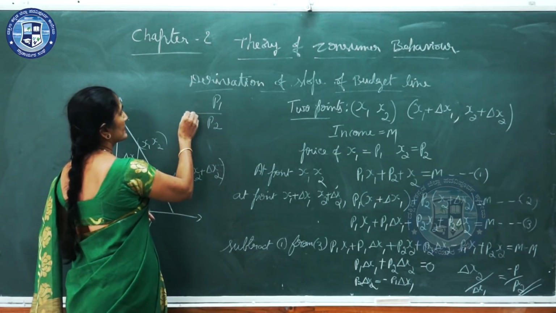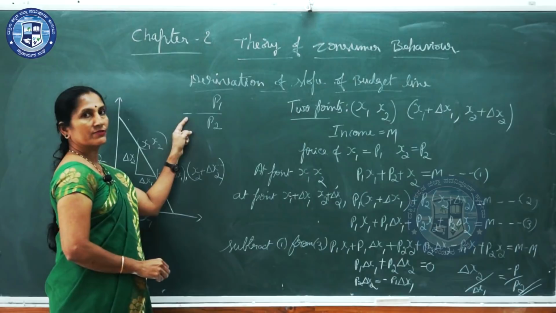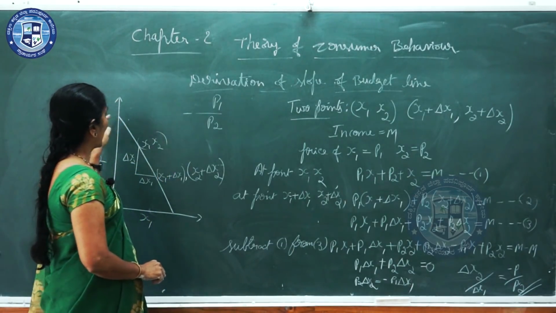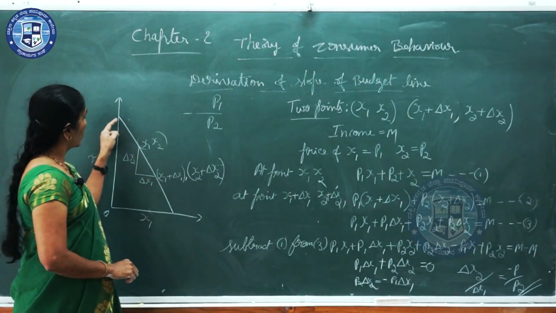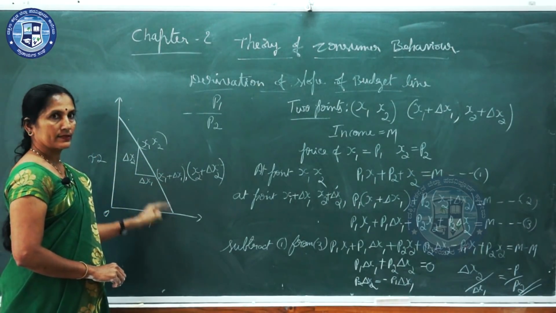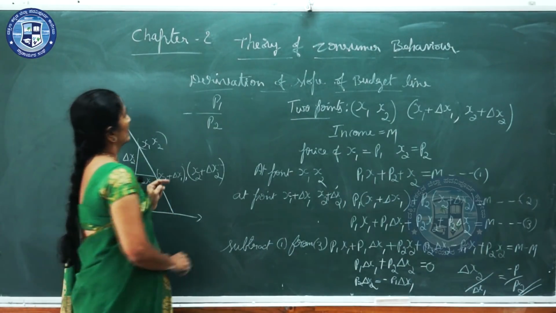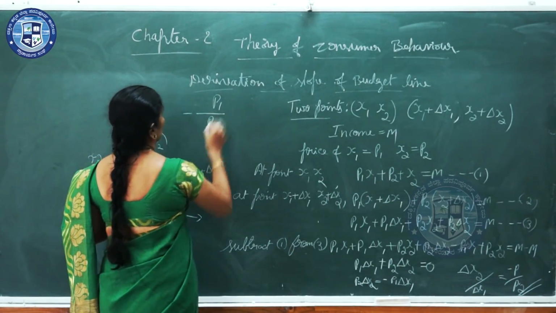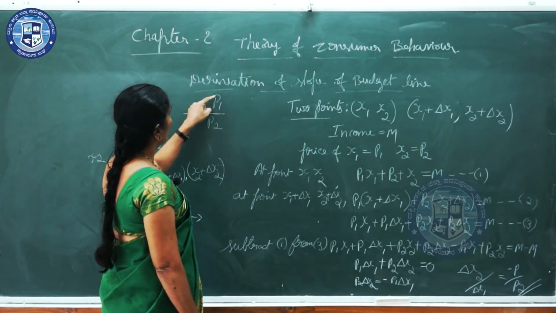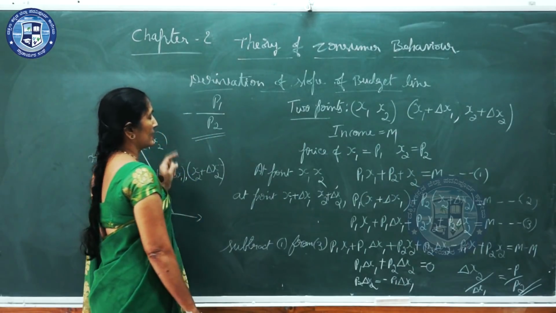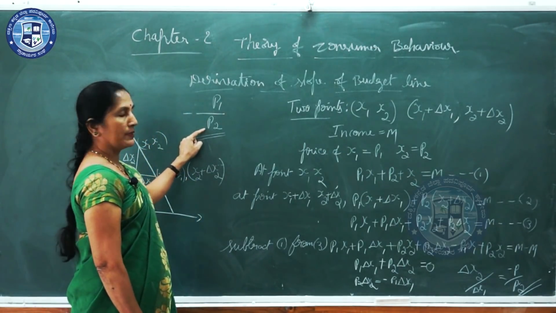The minus shows the negative slope, meaning the budget line is sloping downwards. Sloping downwards means the slope is negative, minus P1 divided by P2. So how do we get this minus P1 by P2?